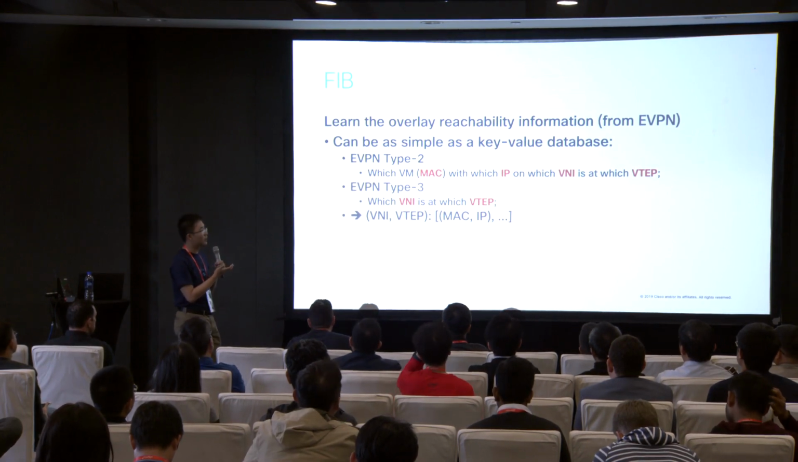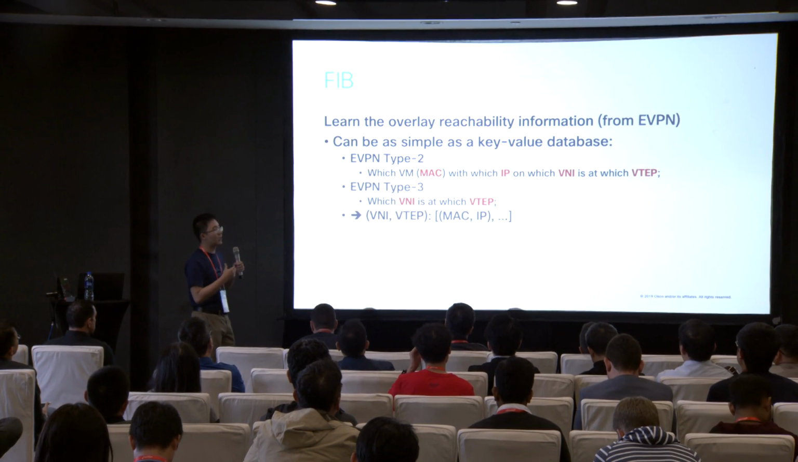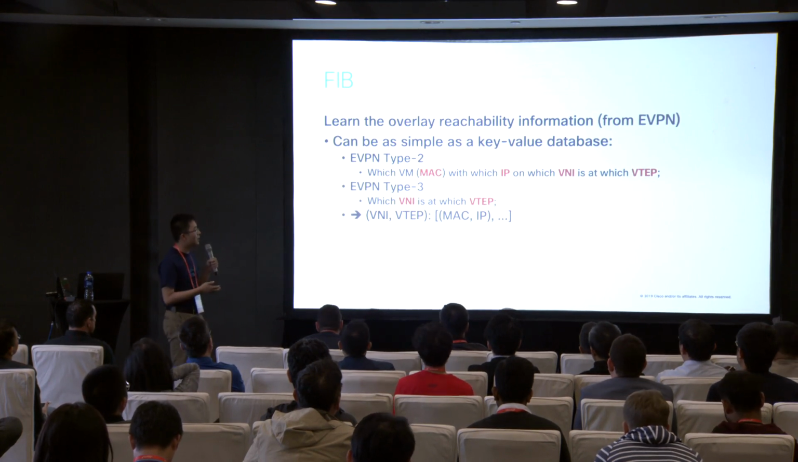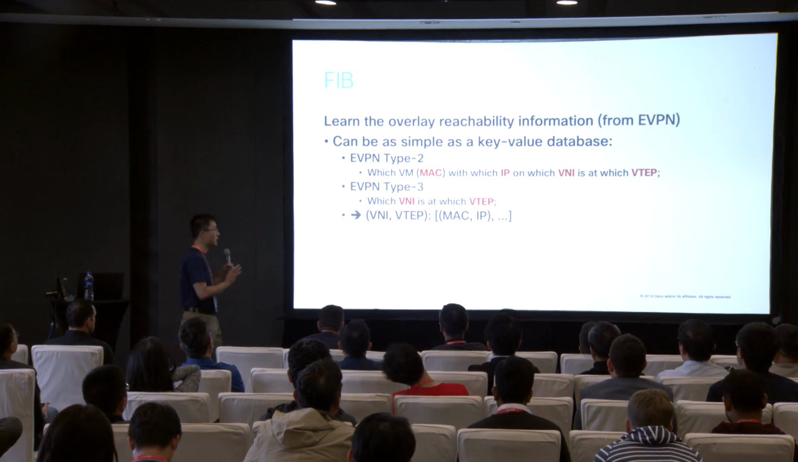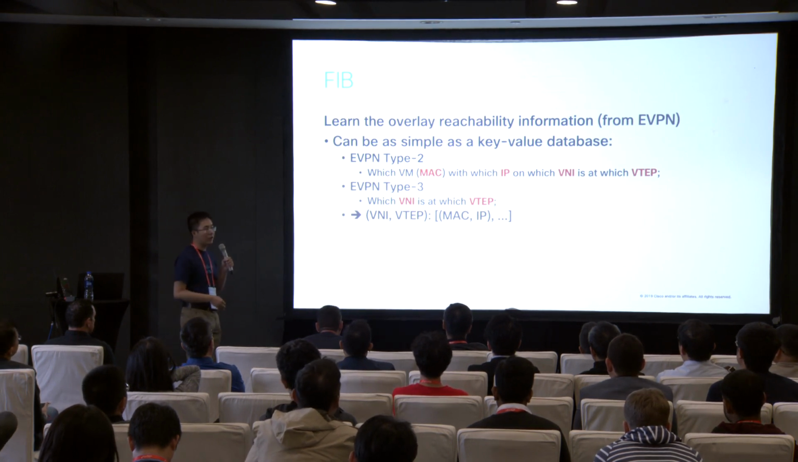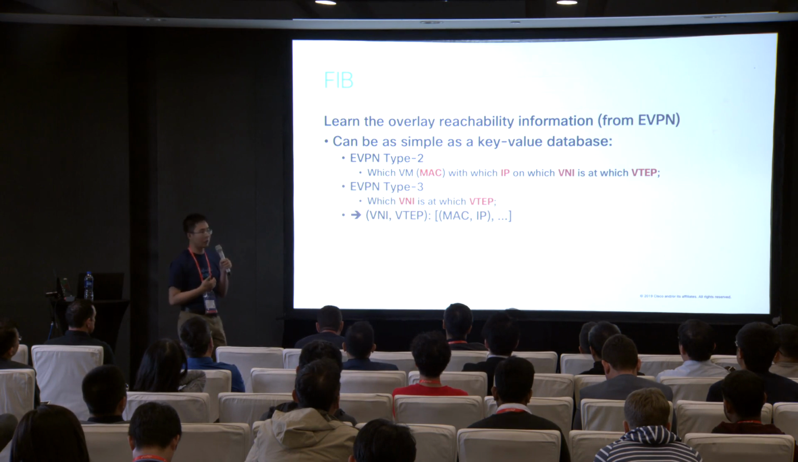Type 2 is basically information about a host, and type 3 is information about overlay. But to summarize it more, type 2 gives you 4 pieces of information: which VM with which IP is on which VNI is on which VTAP. So it's a little rough, but you got the point. It carries information about the host, like the MAC and IP, and information about the tunnel, VNI and VTAP. And type 3 messages just tell me which VNI is at which VTAP.